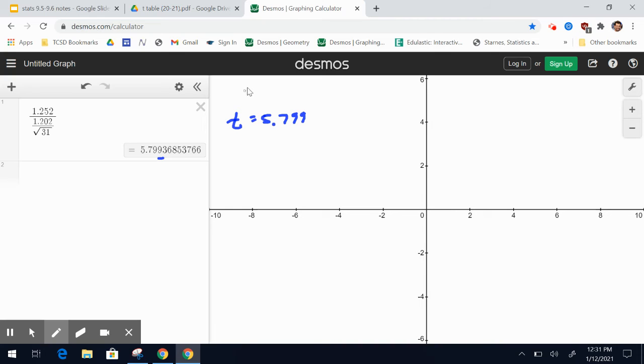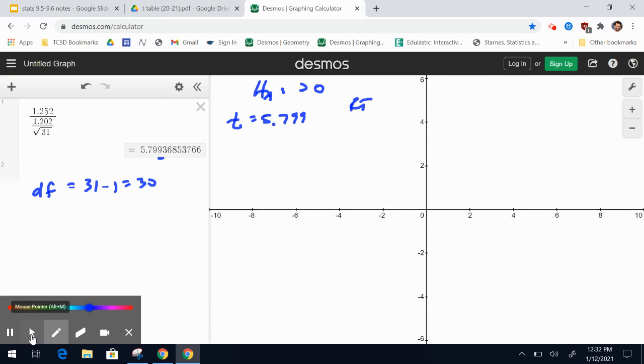And again, remember that our alternative hypothesis was a greater than 0. So we're just looking for the right tail when we look at the table B. So this is not where you multiply the p-values by 2. You're going to do this as a one-sided test. So now we need our degrees of freedom. Your degrees of freedom are 31 minus 1, which is 30. And now we need our table B. We're going to go find where this 5.799 is located in the 30 row. So let's go do that now.